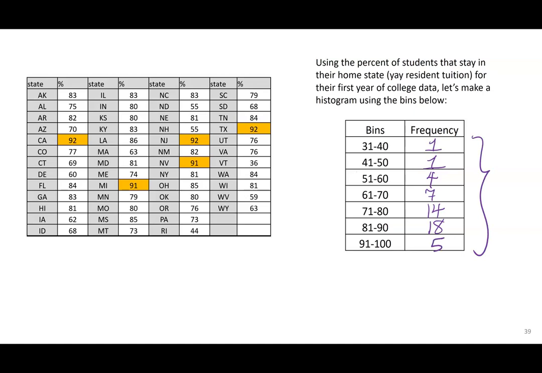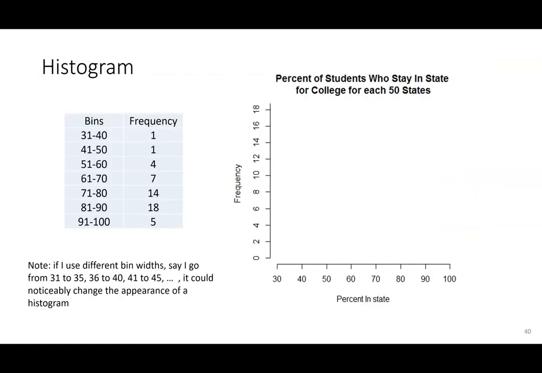So if I add all of these up, I should get 50, because in this particular sample there are 50 states. That is one way to quickly check your work here. Okay, yes, it was 18 there. So I have my bins, I have my frequencies, and I can go ahead and use them.